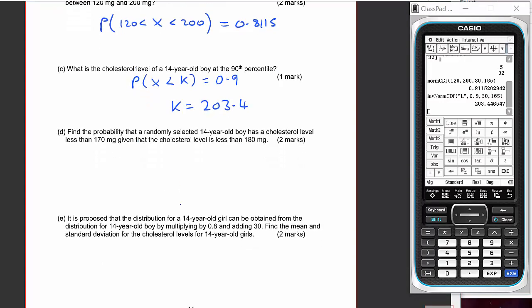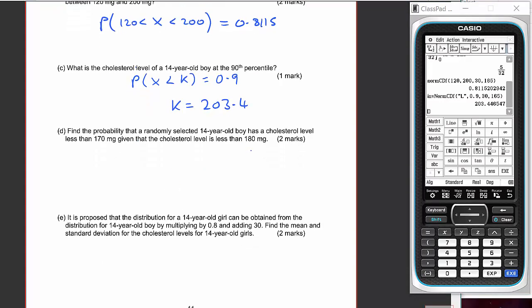Find the probability that a randomly selected 14-year-old boy has a cholesterol level less than 170 milligrams, given that the cholesterol level is less than 180. So that's the probability of x being less than 170, given that x is less than 180. Now the top of that is just going to boil down to x is less than 170. Remember, it will be less than 170 and less than 180. And that's going to be over the probability that x is less than 180.